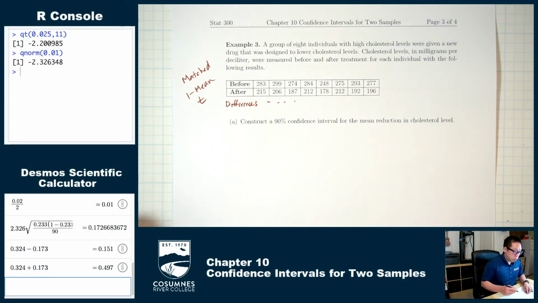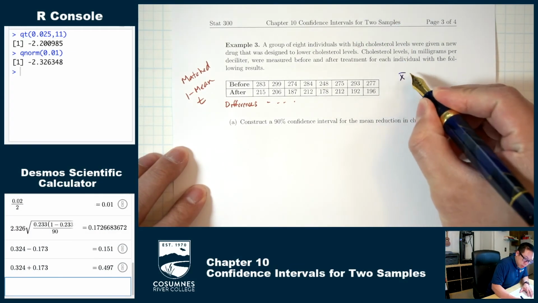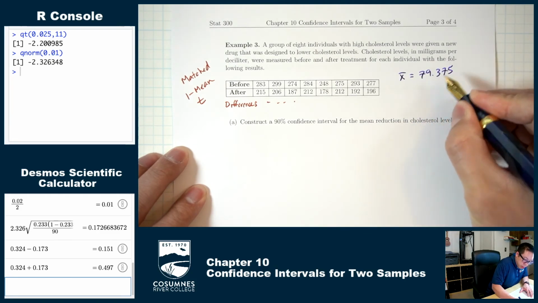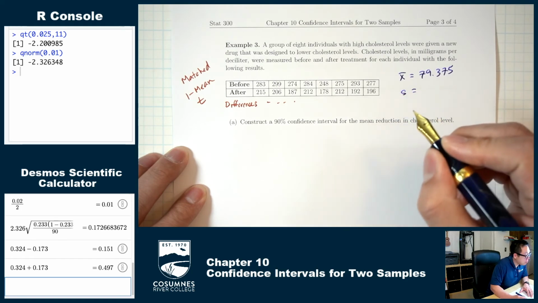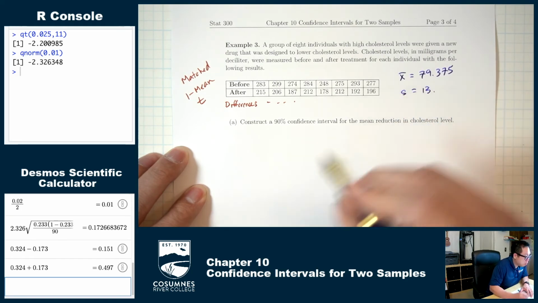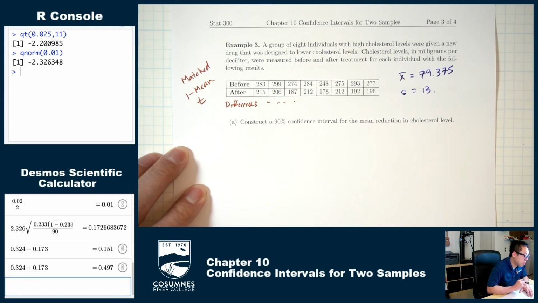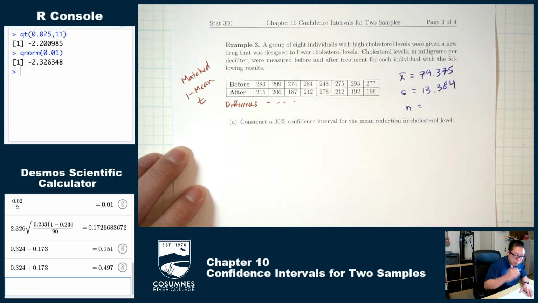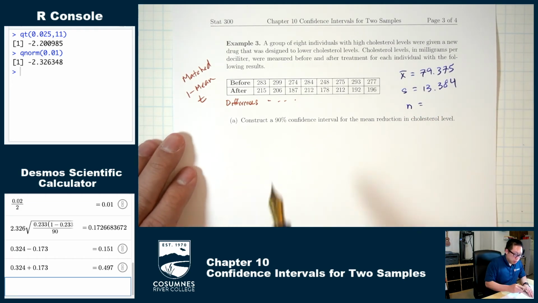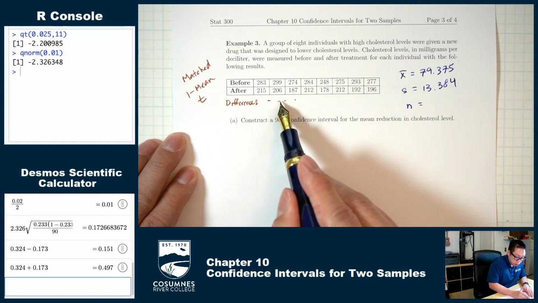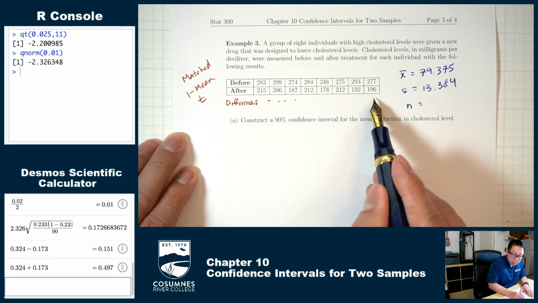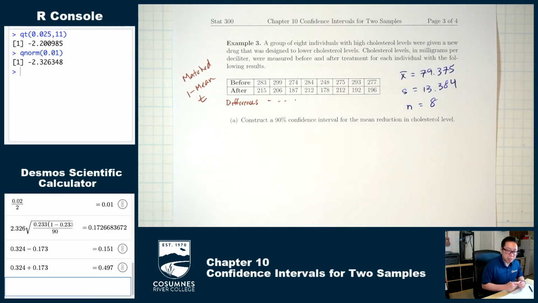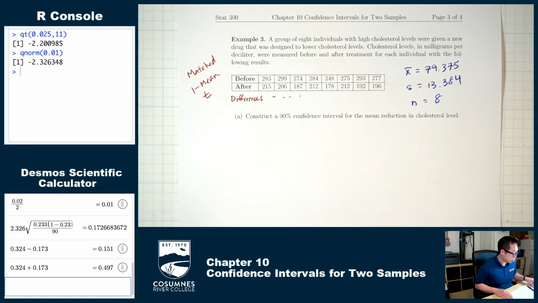All right, the mean we found was 79.375. The standard deviation we found, s, rounded to 3 decimal places, is 13.384, and then the sample size. Sample size of just the differences, so there would have been 1, 2, 3, 4, 5, 6, 7, 8 differences. Or go to your Google Sheets and count how many differences there are. There's 8. All right, so part A, construct the confidence interval.